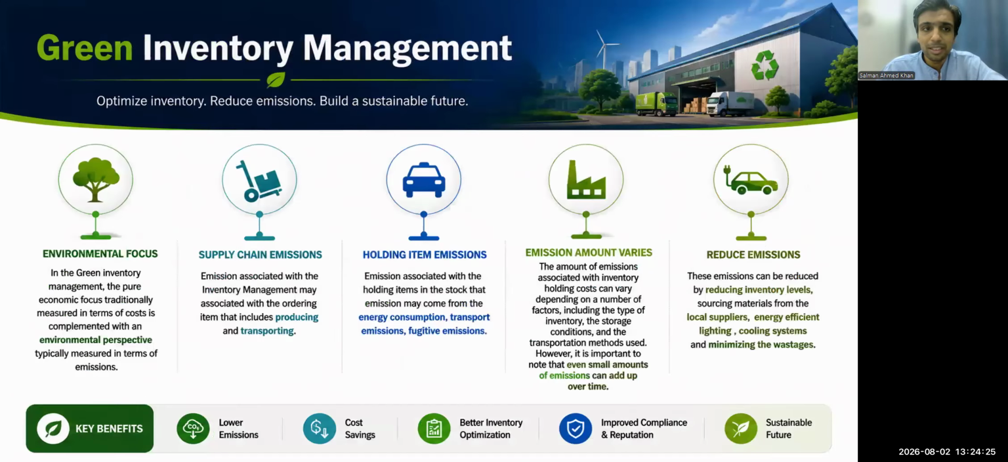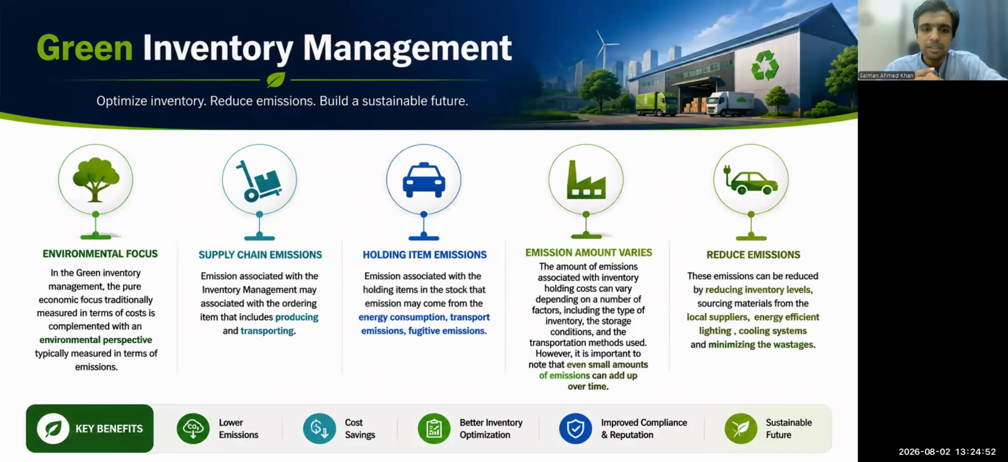So the next thing is green inventory management. Obviously, this is also part of warehouse management. In my previous slide, I mentioned that in green inventory management, the purely economic focus traditionally measures in terms of cost, which is complemented with the environmental aspect, typically measured in terms of emissions. Now it has a calculation which I will try to bring in my other slide.